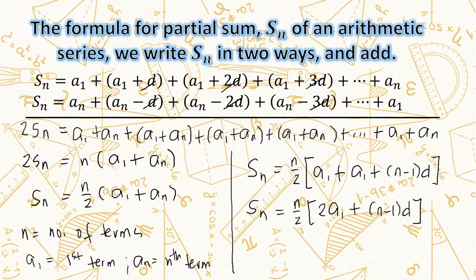So this will be the formula for the partial sum S sub n of an arithmetic series given n number of terms, A sub 1 the first term, and d as the common difference.